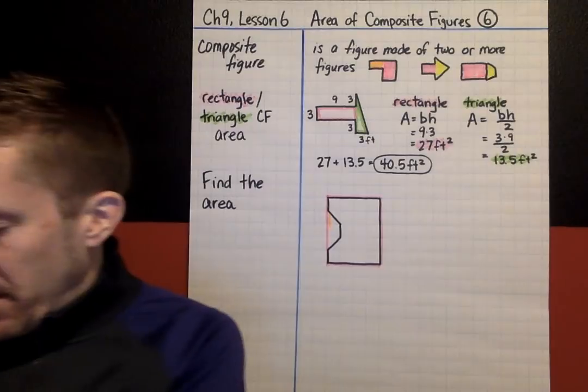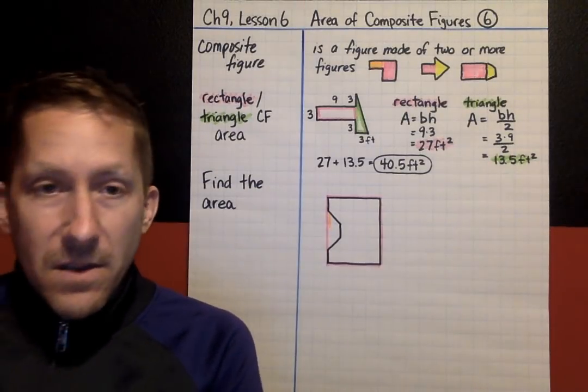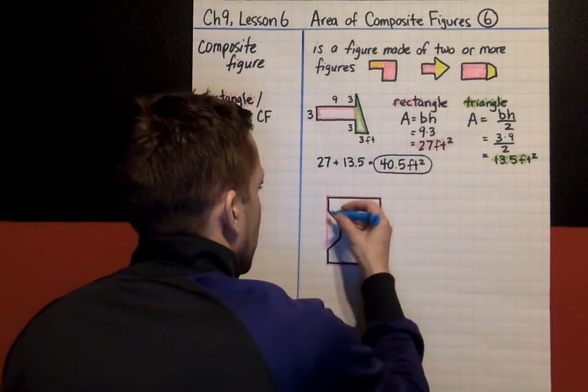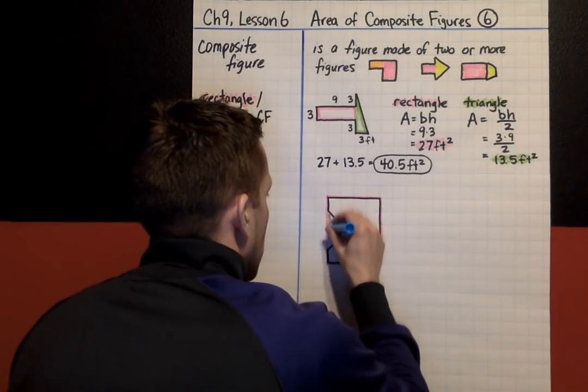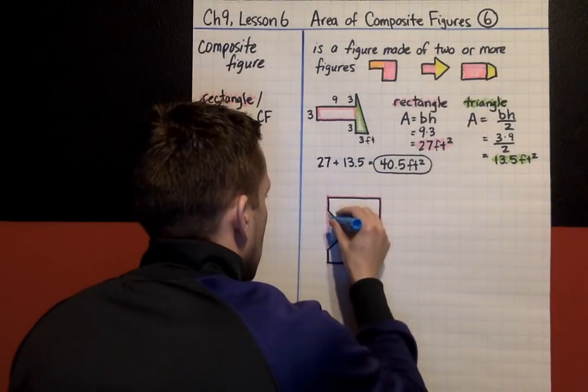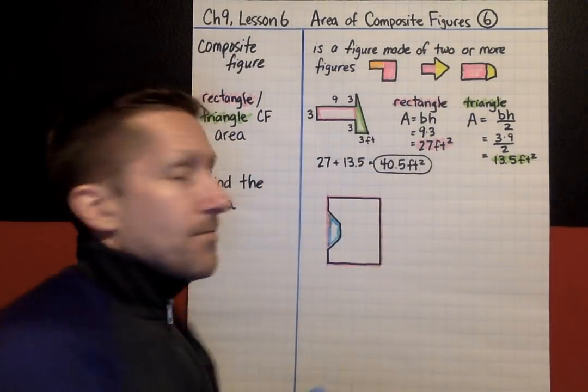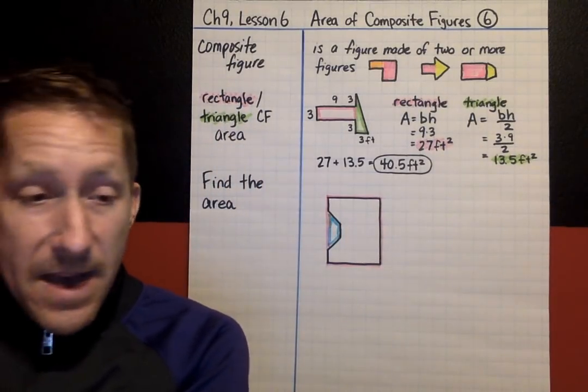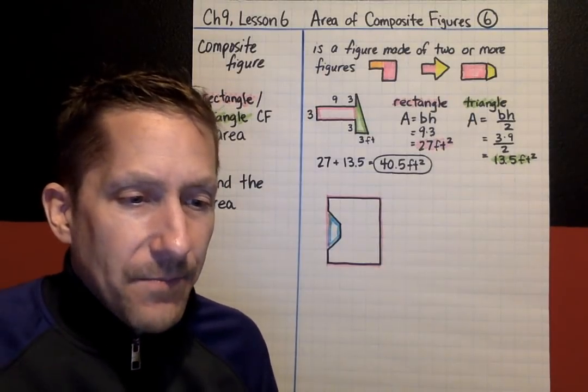Actually, I'm going to pick a different color. Those don't show much of a difference. I'll use blue. Here's the trapezoid. And now let's put some numbers to that.